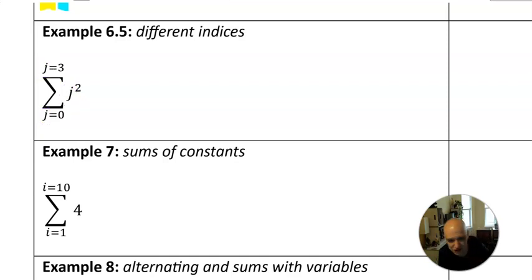Sigmas like to use i's, j's, k's, l's, m's, n's, sort of the middle of the alphabet, for the names of the indices. Another thing to watch out for is that the lower limit is 0 now and the upper limit is 3. Now, if we go 0, 1, 2, 3, we're going to have 4 terms. So don't just always look at the upper limit of 3 and think we're going to have 3 terms. You have to count with the index.